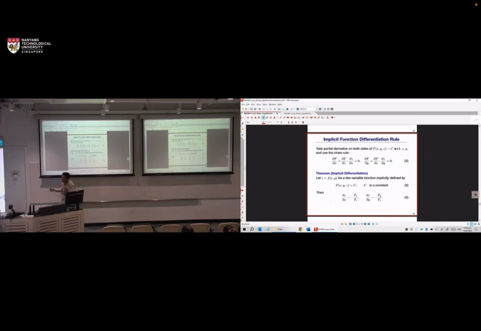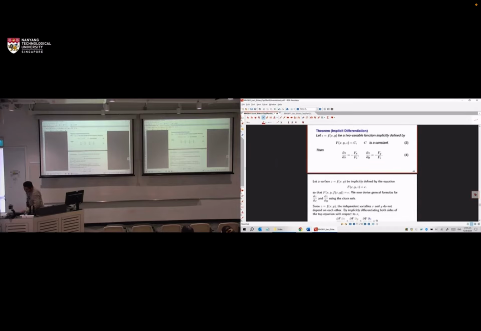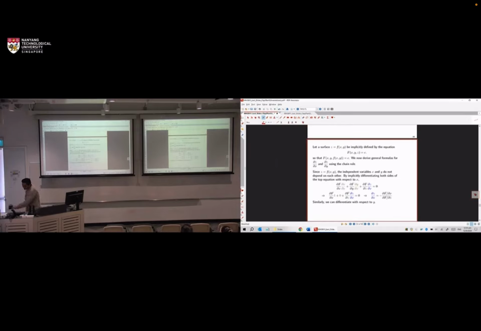So the derivation is as follows. Your z equals f(x, y). Let a surface z equal to f(x, y) be implicitly defined by the equation below. This is what we call a surface, because for the function f, your input is x and y.